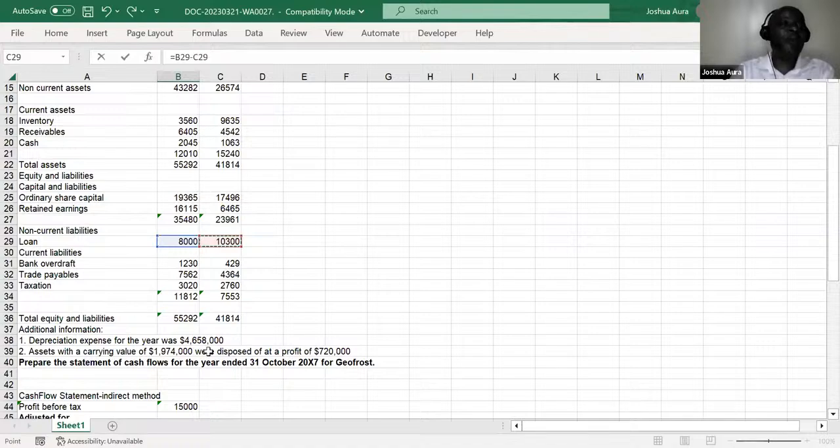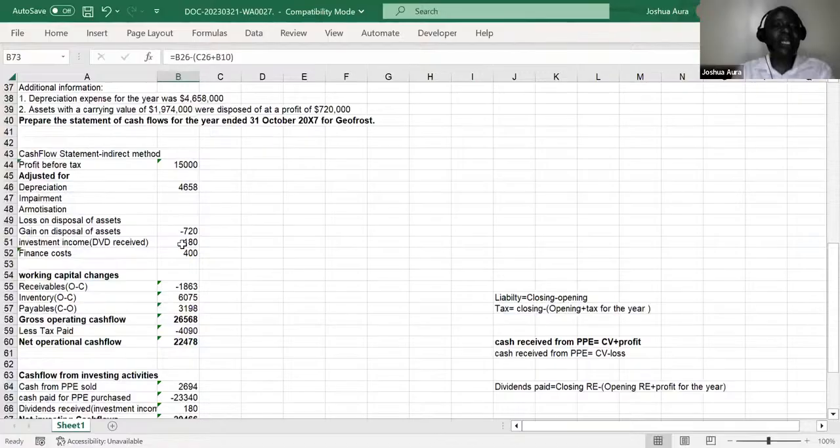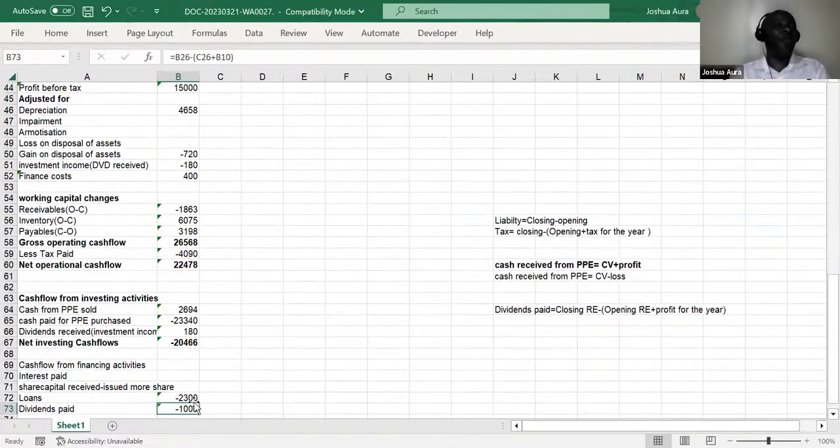Of course, in the additional information, there is nothing they're telling us about loans. So the difference would mean that you can see here, ladies and gentlemen, in terms of loans, in 2016, we had 10,300. In 2017, we had a reduction. So it means we paid the loan. If I say enter there, you can see we repaid 2,300. The moment I understand this concept of closing minus opening, then I'll not be worrying about the signs.